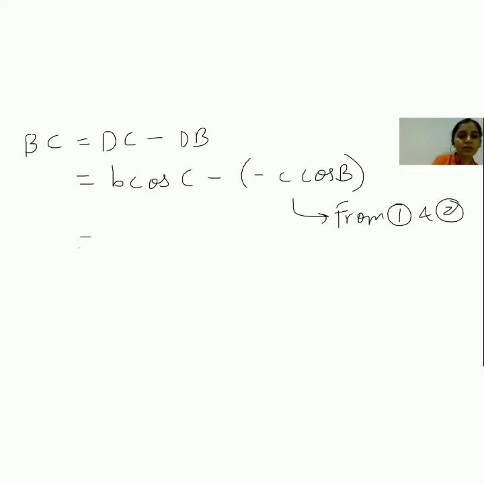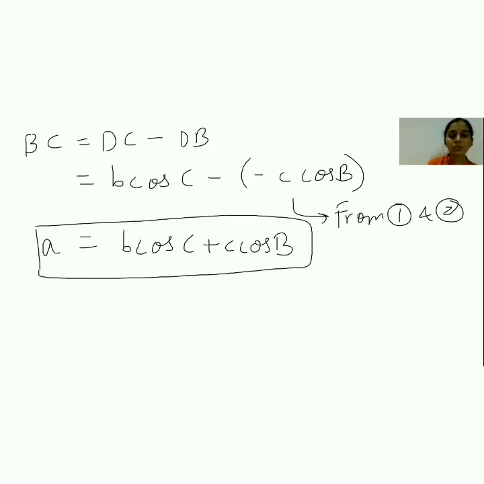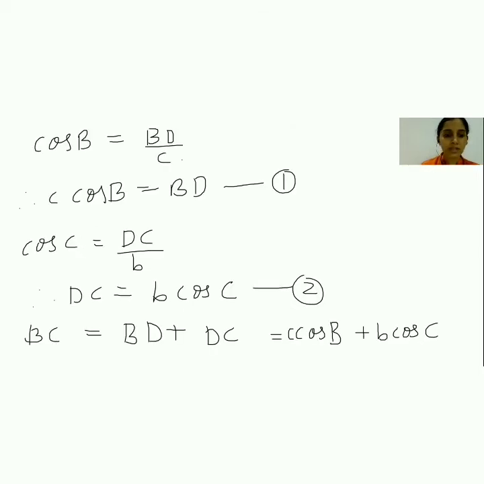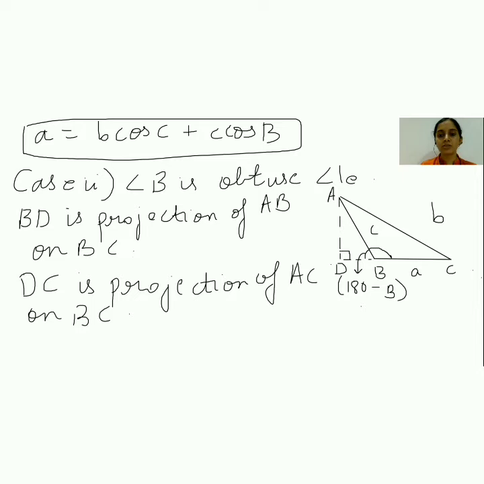Okay, so we'll get B cos C plus C cos B. And what is your left hand side? It is side A. So A is equal to B cos C plus C cos B. Okay, so we prove two conditions. Let us see, look at case 1: B and C are acute angles. And then case 2, we have proved angle B is an obtuse angle.